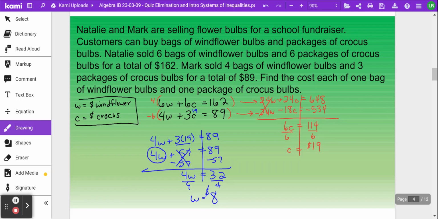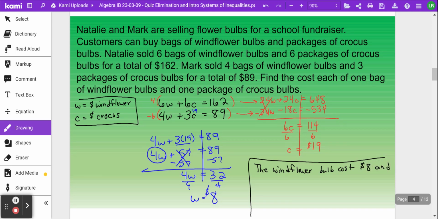Reminder, you do need to write this as a sentence at the end on your quiz. Simply say something like this: the windflower bulbs cost $8, and the crocus bulbs cost $19. Okay, something of that nature.